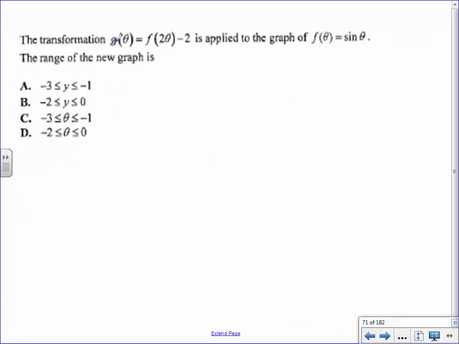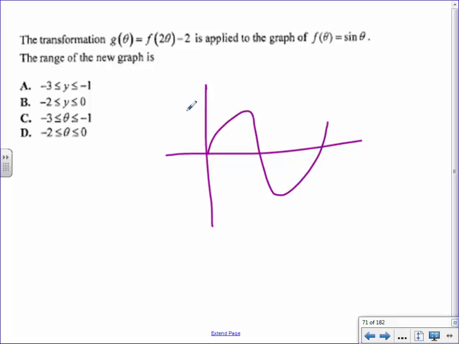The transformation g of x, or g of theta, is equal to f of 2 theta minus 2 is applied to the graph of sine theta. What's the new range? So this is meant to be really wordy to mess with you. Let's take it piece by piece. What does sine of theta look like? What is currently the range of that graph? -1 to 1, yeah. Go low to high, but same concept, right? So normally this graph would look like this, and it would go from -1 to 1. You get the idea, right?